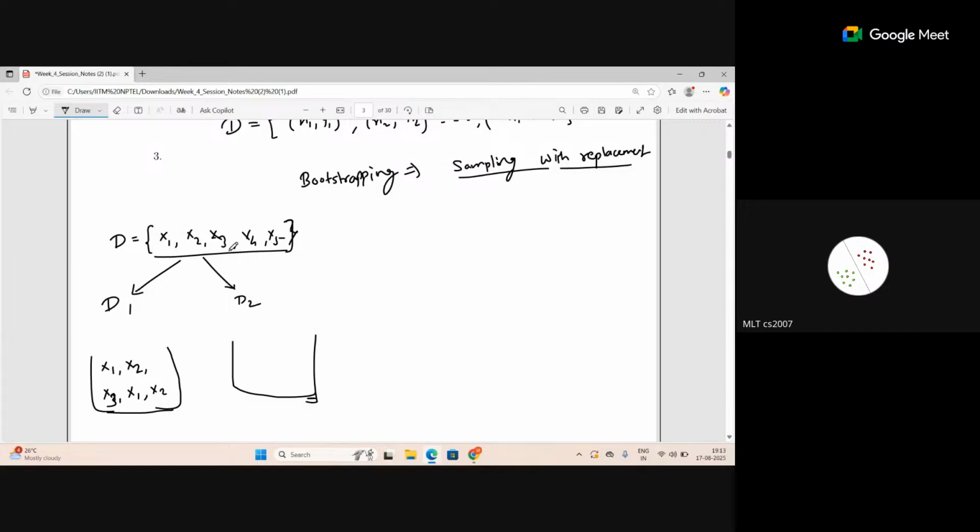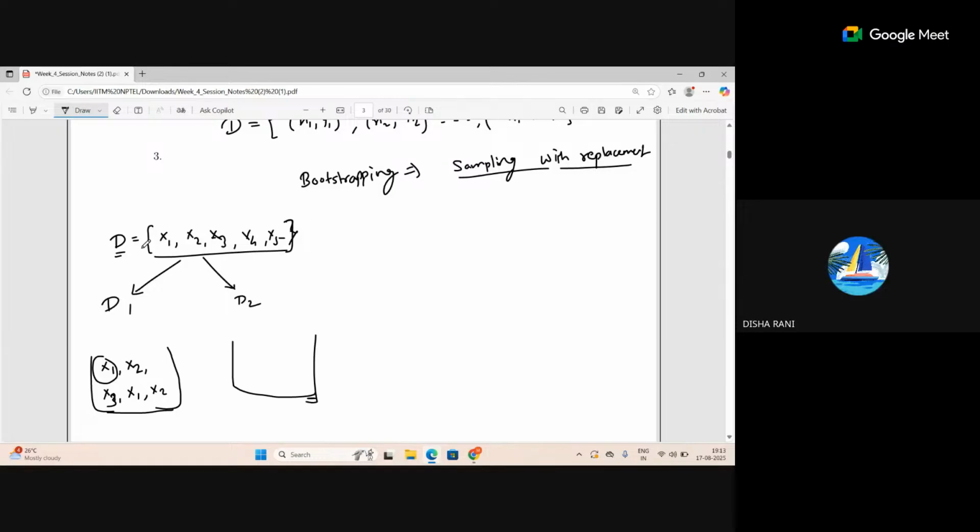You randomly pick one data point. Let's say that is x1. We are not removing that x1 from this original data set. The next time when we pick the next point, x2 or the next random point from these 5 points, it is allowed for x1 to come again. Sampling without replacement is, once you have chosen that point, that number is not allowed to reappear.